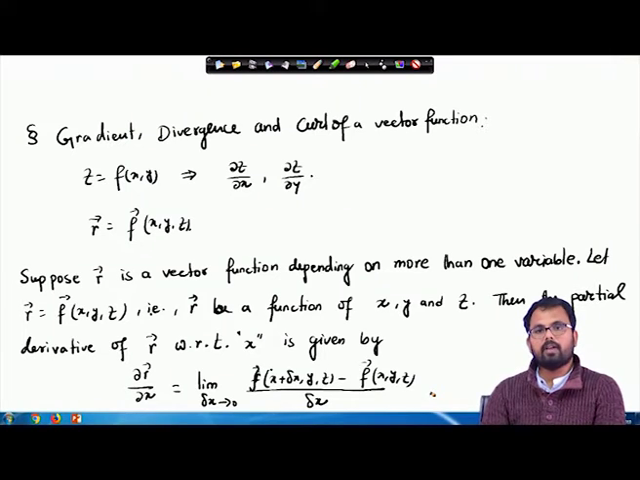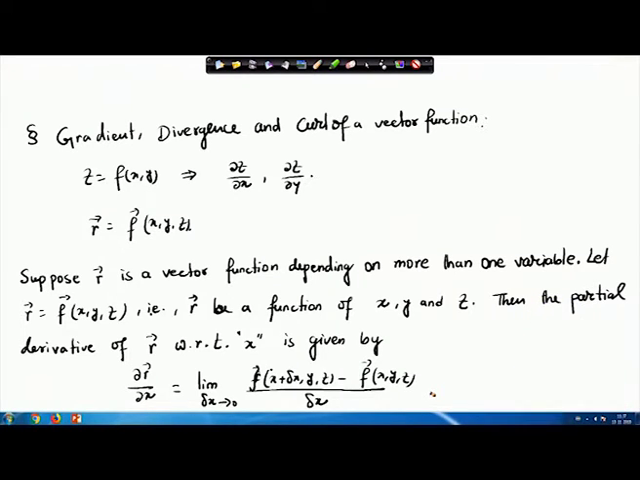Similarly, we can define the partial derivative of r with respect to y, where we add a small element delta y, like we usually define for scalar functions. For scalar functions also we define the derivative in a similar fashion. When we define the derivative with respect to z, we write del r del z as the limit as delta z goes to 0, adding a small increment in the variable z. This is how we define the partial derivative of r with respect to x, y and z.